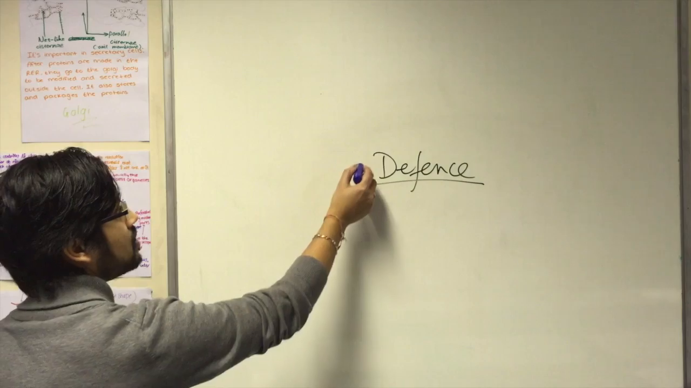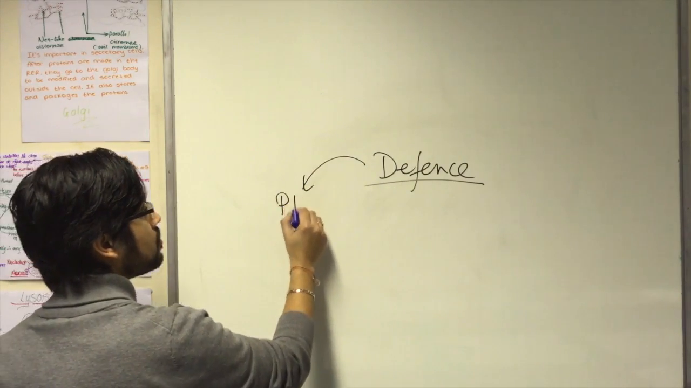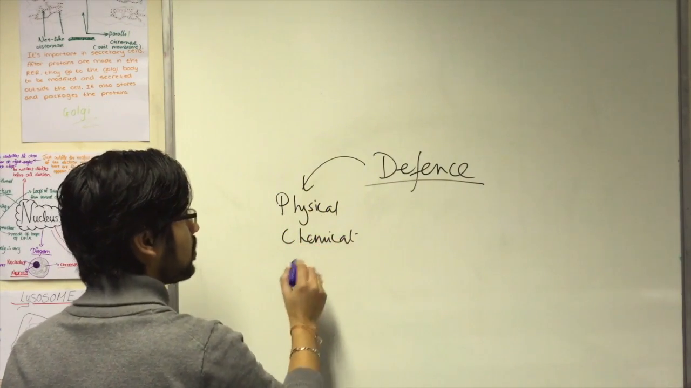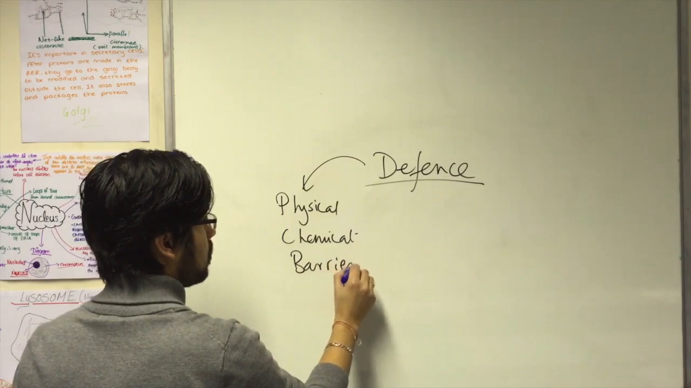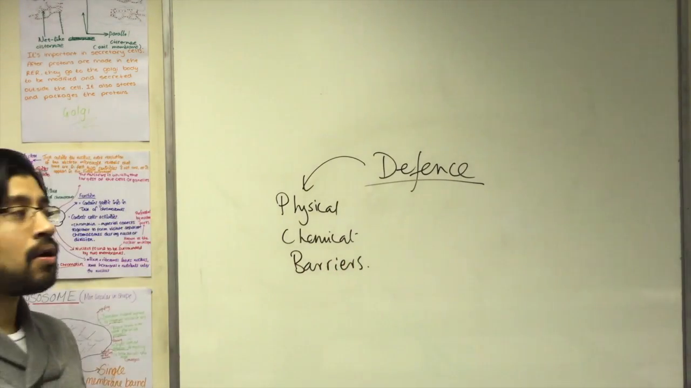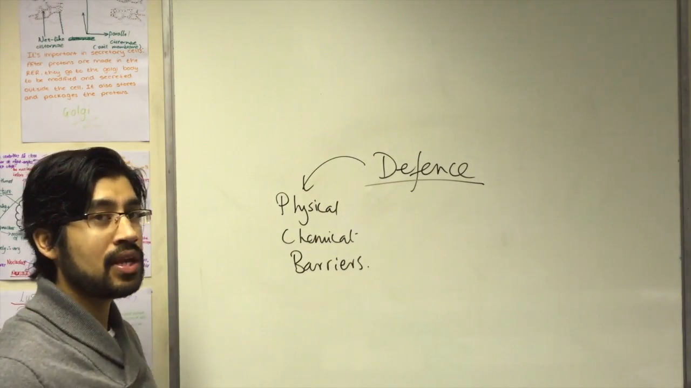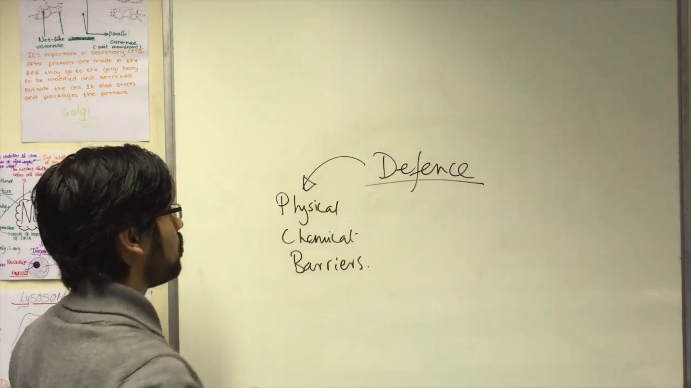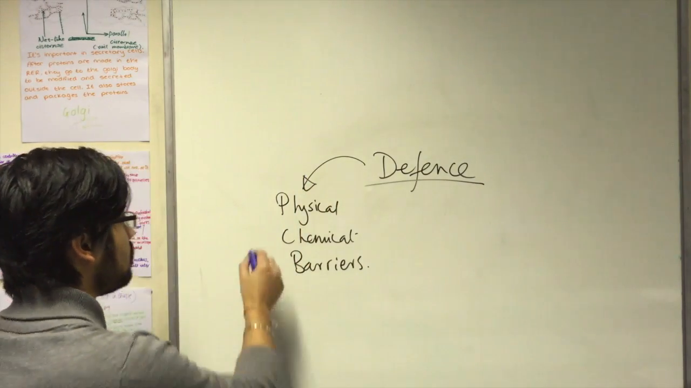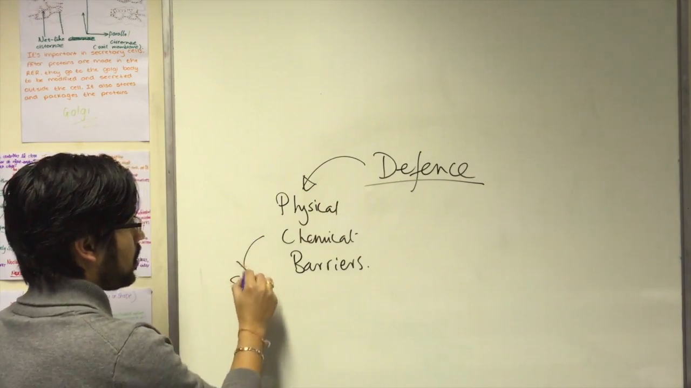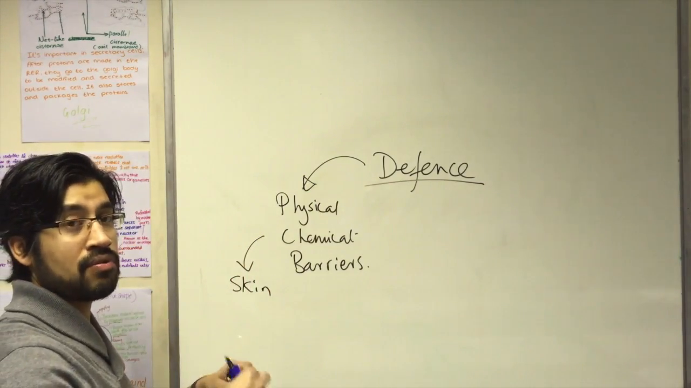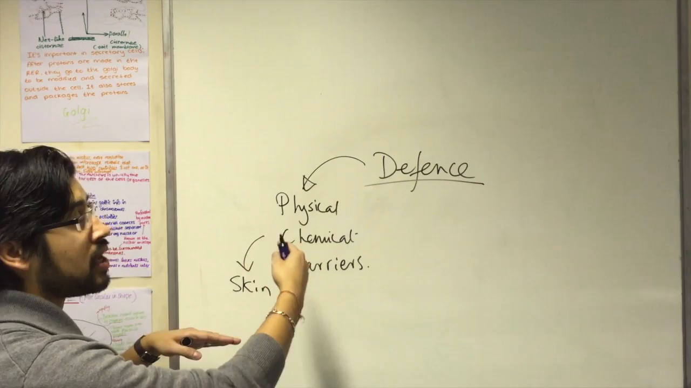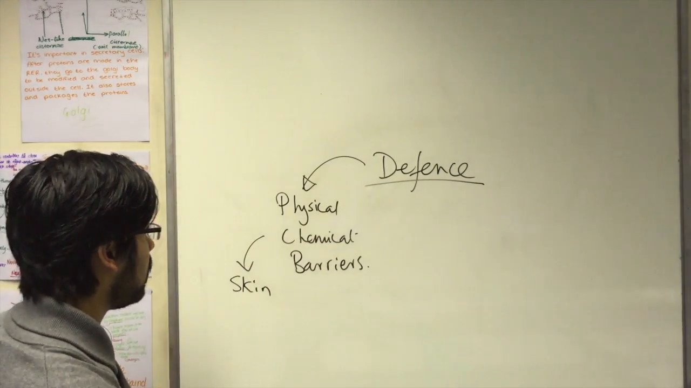So your first line of defense are your physical and chemical barriers. Now these are like a wall that prevents any entry, metaphorically speaking. So what we're talking about are things like your skin, which is a very thick layer of dead cells, which is very difficult for any microorganism to cross. So that's a physical barrier.